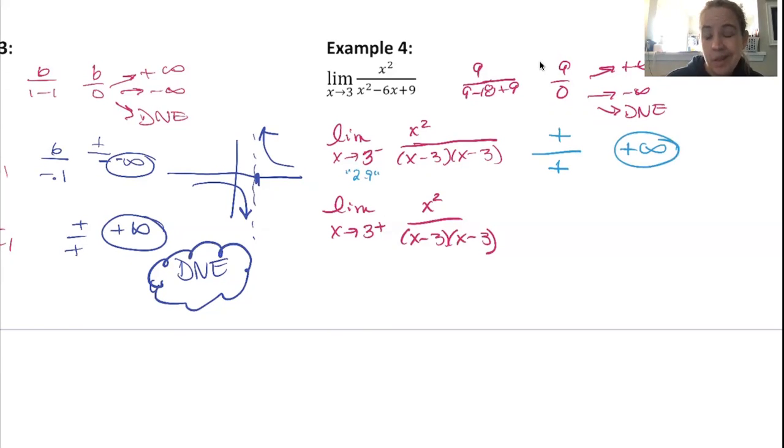From the right of 3, I'm going to think 3.1 to myself. If I substitute that into the numerator, that's a positive. Into the denominator on the left, that's a positive. The other one's a positive. So I have a positive over a positive, which is positive infinity. So they both match. The result is positive infinity.